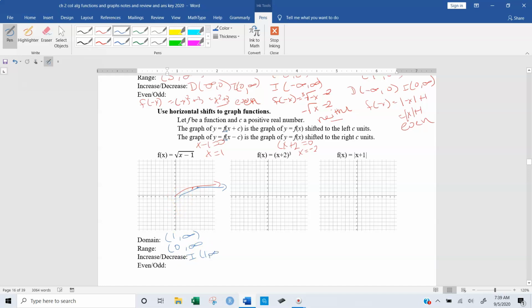So 1 to infinity, plug in your negative x. So now we want to know f of negative x. So I'm going to do the square root of negative x minus 1.